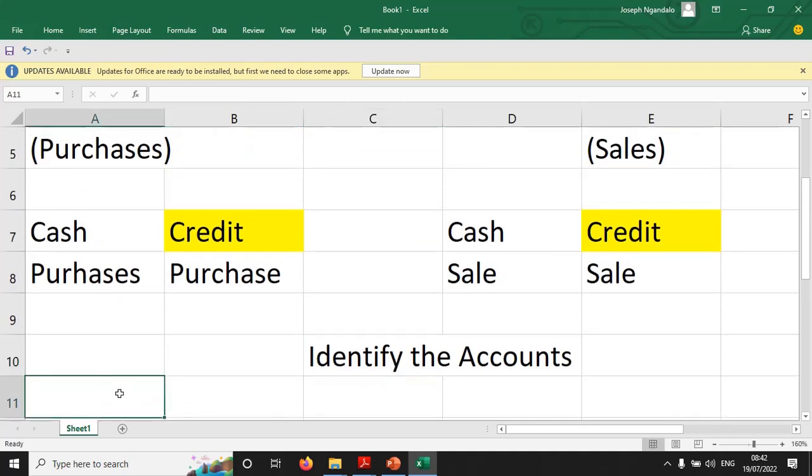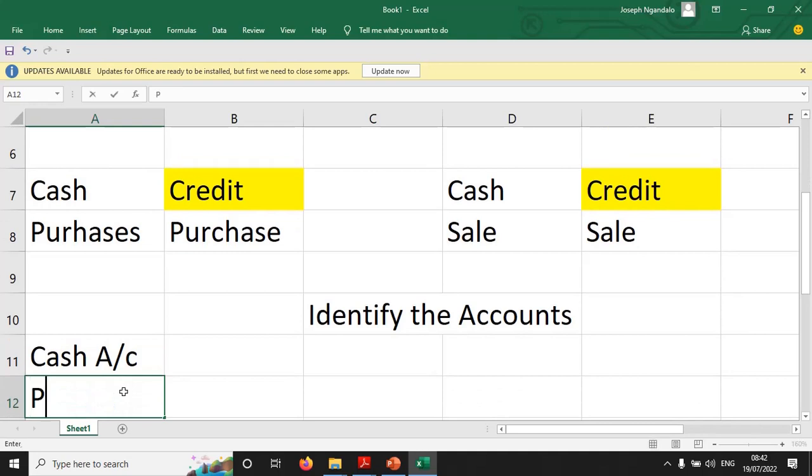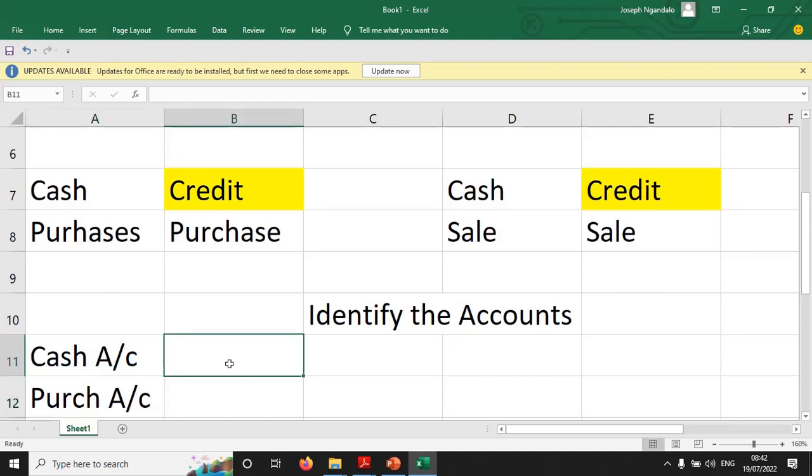Like in a cash purchase, which accounts can you hear? There is what we call the cash account. Simple? And then there's what we call the purchases account. I'll just write it short because I don't have enough space. So I'm going to write here, purchases account. Write in full, please. Okay? Write in full.